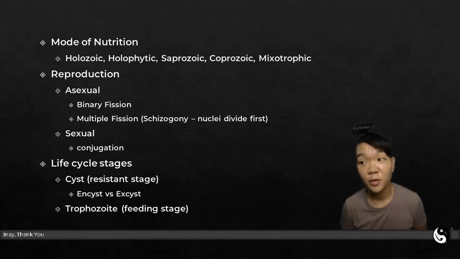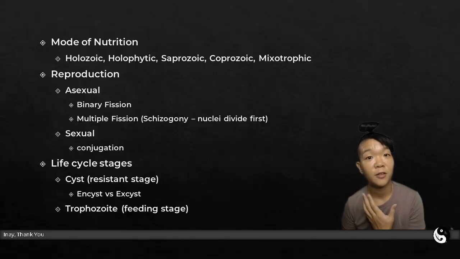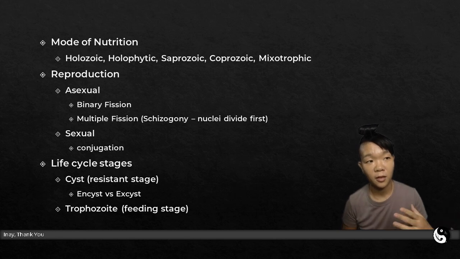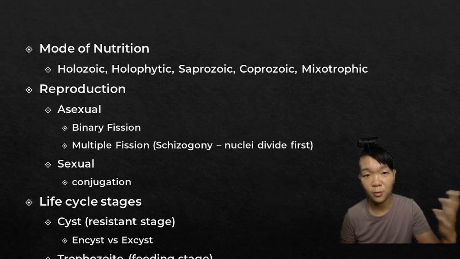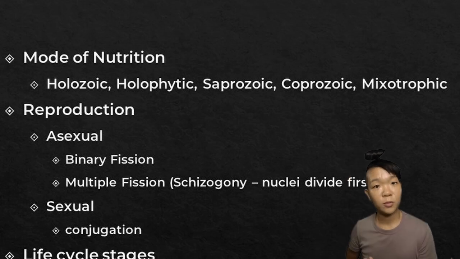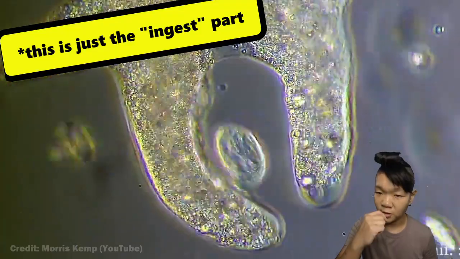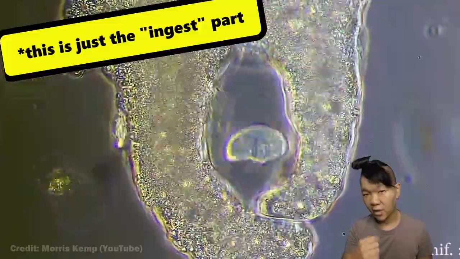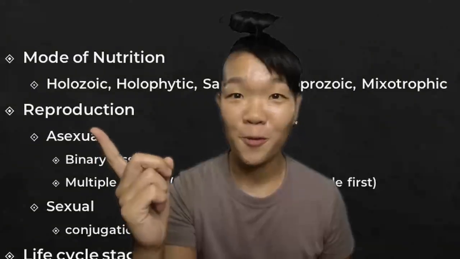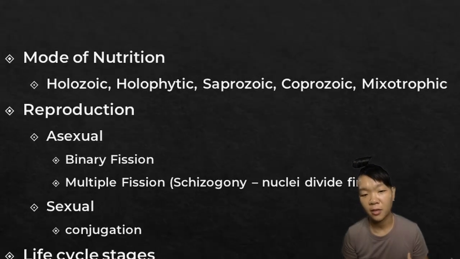Hindi na po. As we've mentioned, there's not only a diversity in the form, but there's also a diversity in the rest of their life history patterns, like their mode of feeding. Protozoans can be holozoic, which means they eat like animals. Ingest, then they digest, and then they egest. Holophytic, they feed like plants.